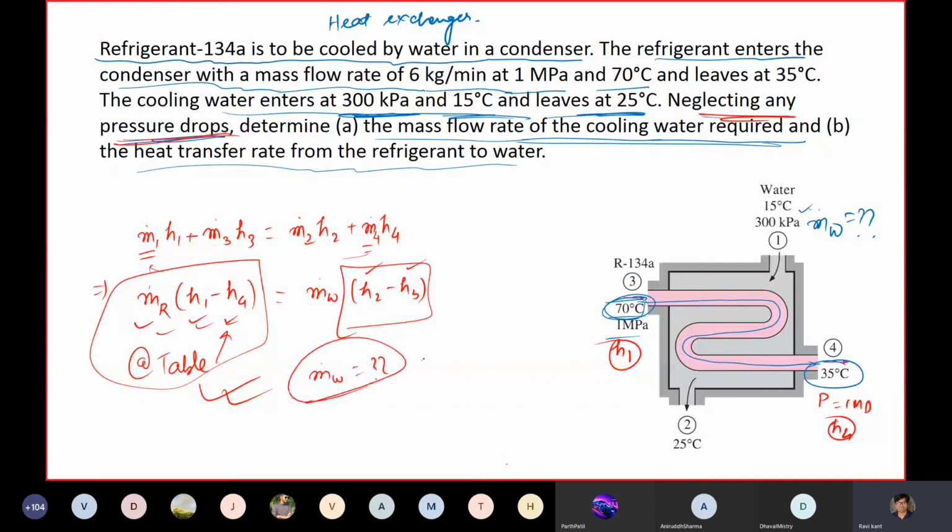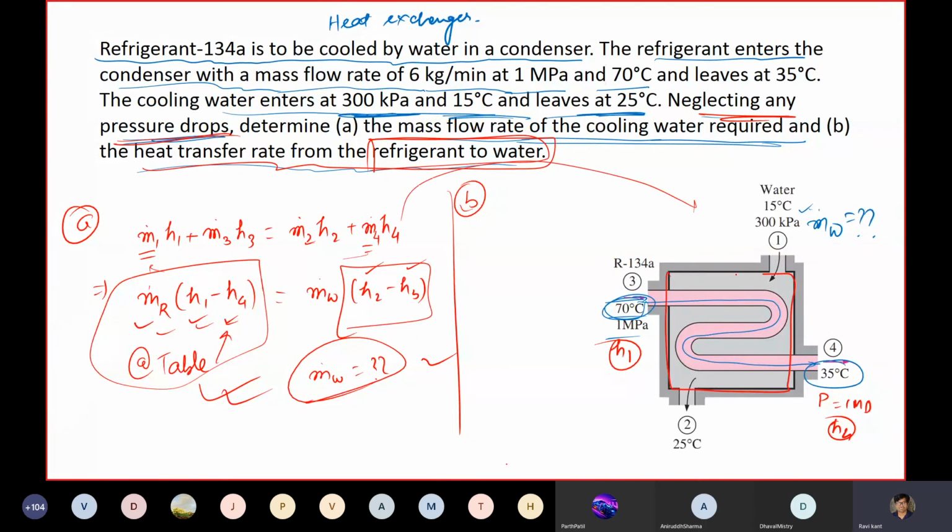Good. Now the second question is the heat transfer rate from the refrigerant to water. Now how to proceed? So this is your part A. How to proceed with part B? Here you have chosen your control volume as a whole, but for part B, what to do? Can you comment?